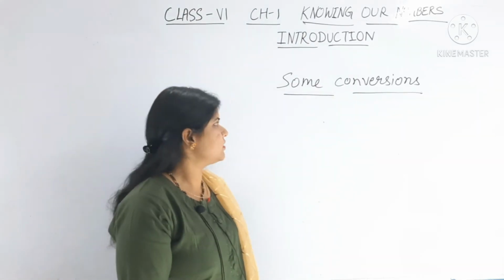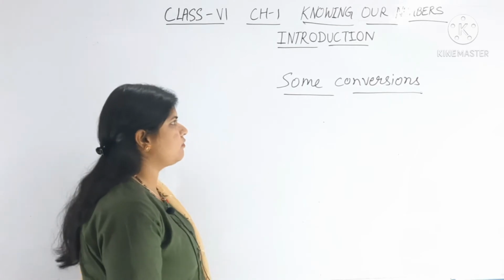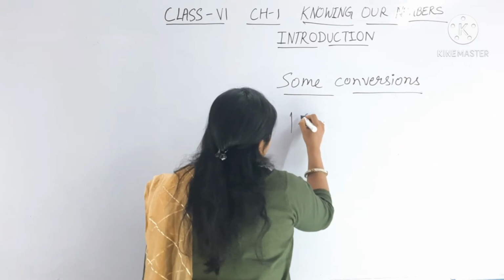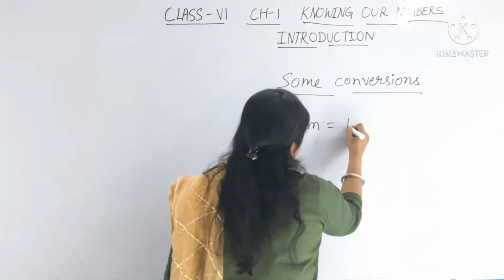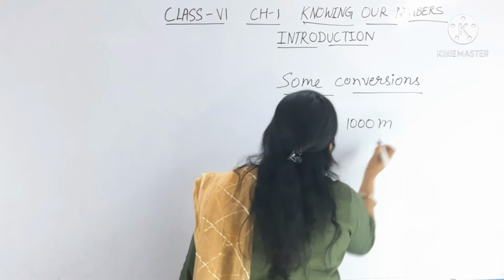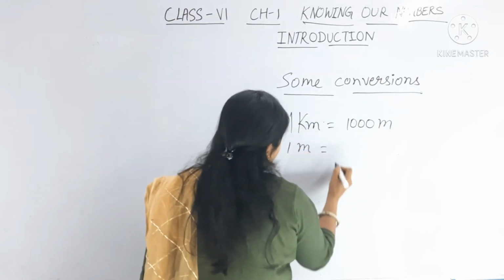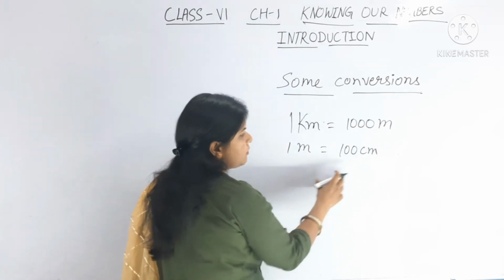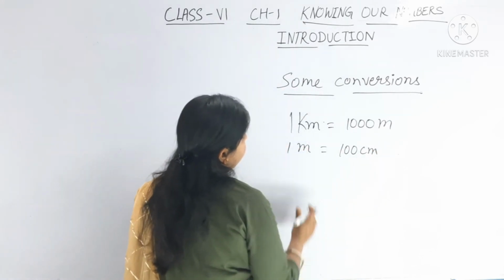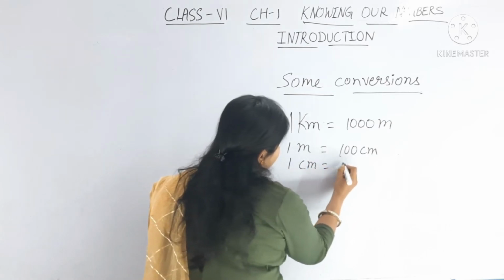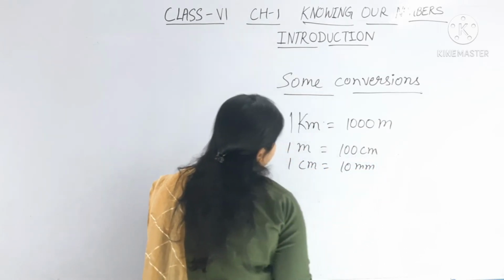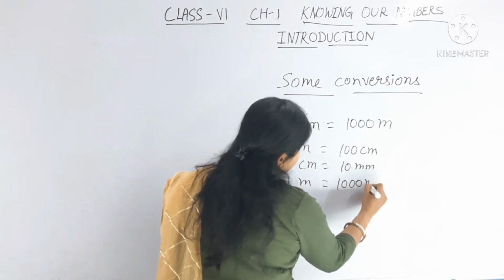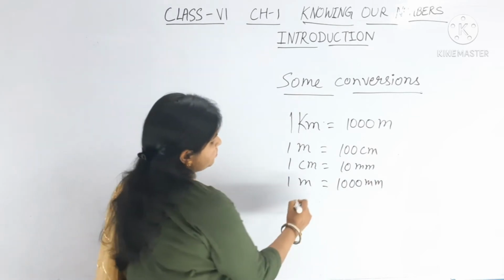Now let's move to the next point, that is some conversions I am giving you. Like in 1 kilometer, how many meters? That is 1000 meters. In 1 meter, how many centimeters? 1 meter is equal to 100 centimeters. And 1 centimeter is equal to 10 millimeters. So you can write 1 meter is equal to 1000 millimeters, right?